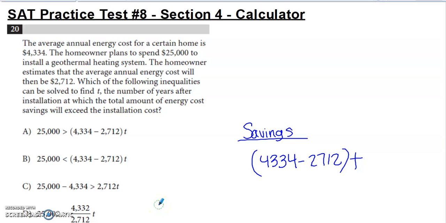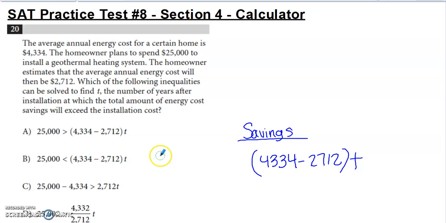Number 20 is talking about energy consumption, and they tell us that the average annual consumption is $4,334. Homeowners are going to spend $25,000 to install a geothermal heating system. They're going to estimate that then the average annual energy cost is going to reduce to $27.12. Which of the following inequalities can be solved to find T, the number of years after installation at which the total amount of energy cost savings will exceed the installation cost?